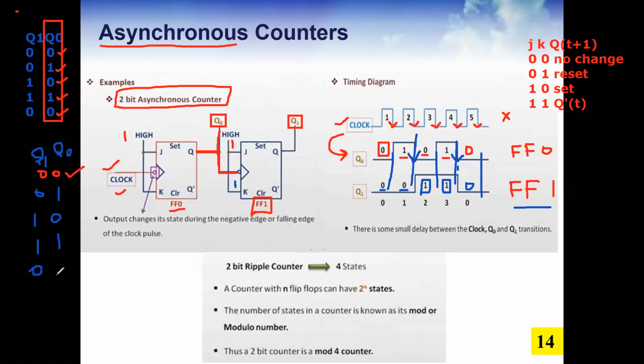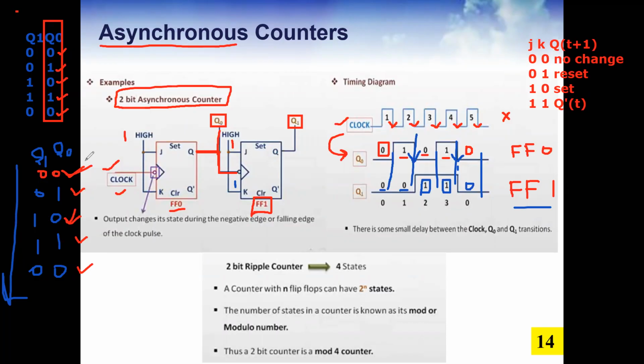Can you see the pattern? Now, how is it counting, what are the values of the outputs? It is starting with 0 0, 0 1, 1 0, 1 1, 0 0. So which type of counter is this, up counter or down counter? Is it counting upward or downward? Downward. Don't look at the arrow direction.